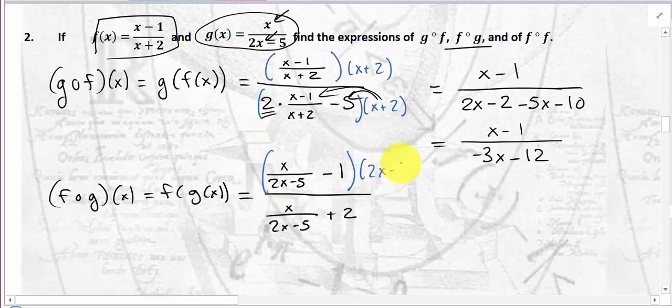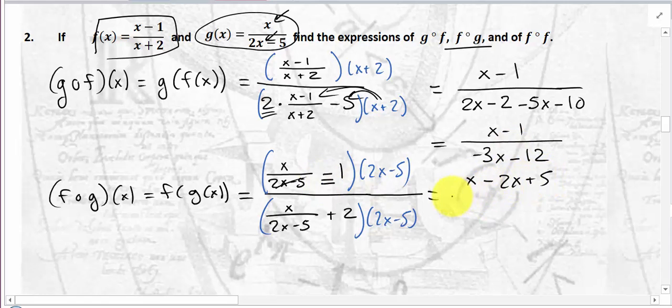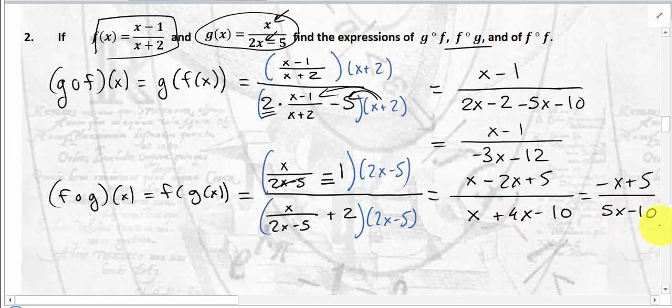Multiply both sides by 2x minus 5. It's going to be super quick. 2x minus 5 right here. And so we have what? We have x, right? Cancel this with this. Minus 2x plus 5. Careful with the negative sign here. Over x plus 4x minus 10. Okay? And so it is negative x plus 5 over 5x minus 10. That's it.